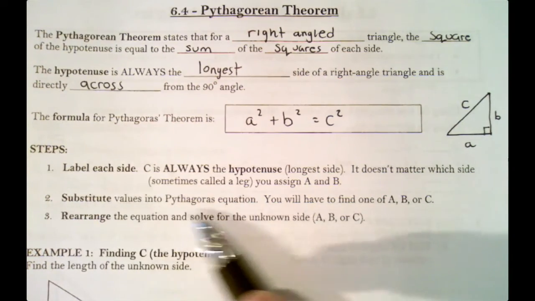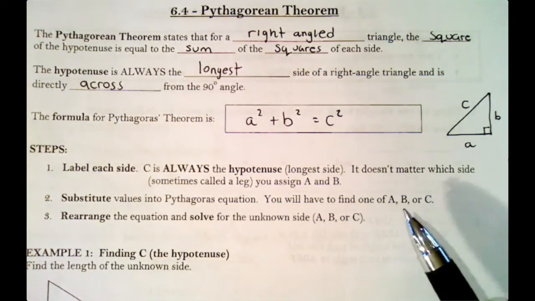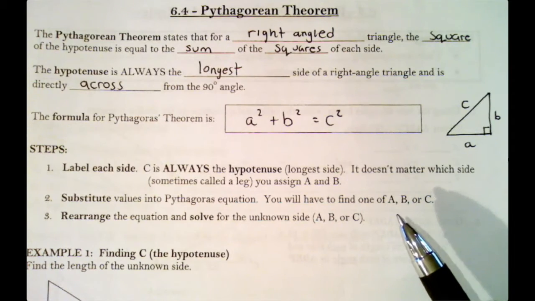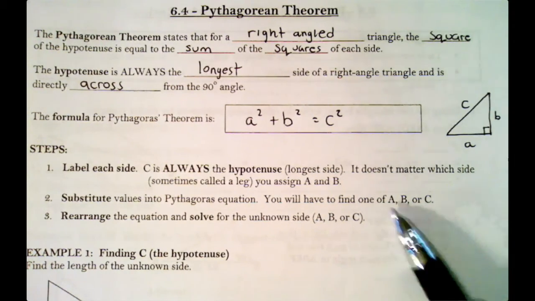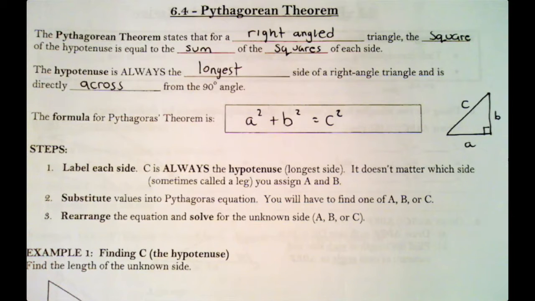Step 2, substitute the values that we know. We should know 2 of the sides, so either A and B to find C, or maybe B and C to find A. And then finally rearrange the equation and solve for the side we don't know. So we're going to do two examples. One where we're going to solve for the long side, and one where we're going to solve for a leg.